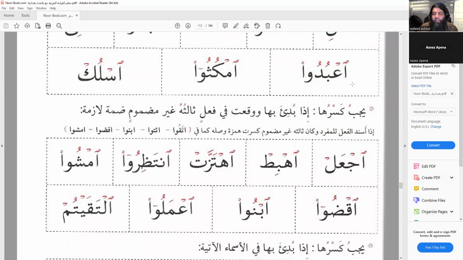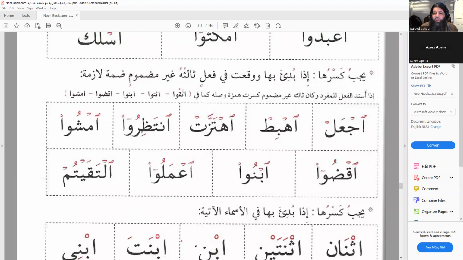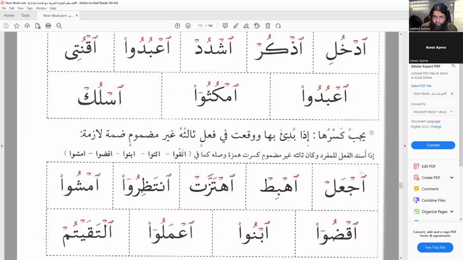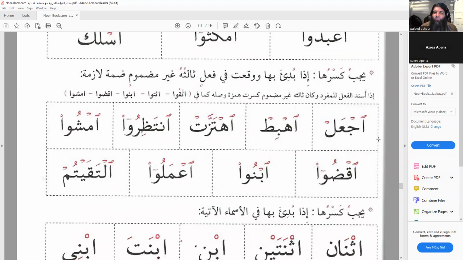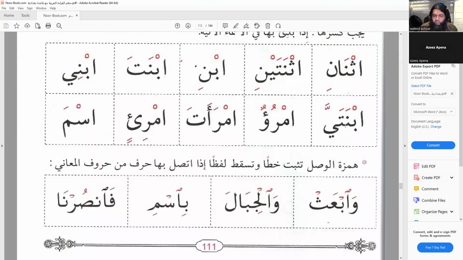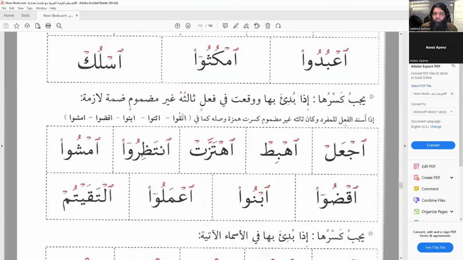And the last one is if you're not connecting it with anything, and the third letter does not have a dhamma, then in every other case it will say e. So here is ij'al, ihbit, ihtazzat, and so on. We're not connecting with anything before it, and the third letter does not have a dhamma. So those are the rules for hamzatul wasl.